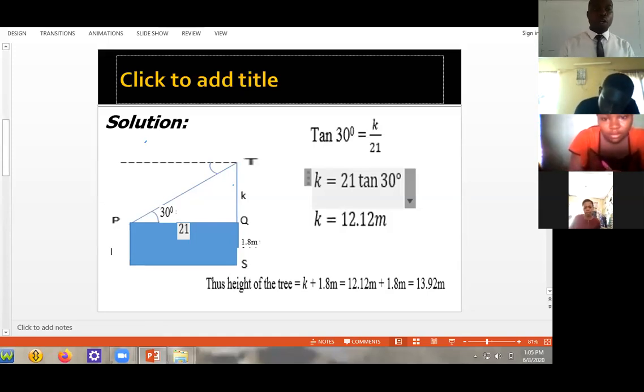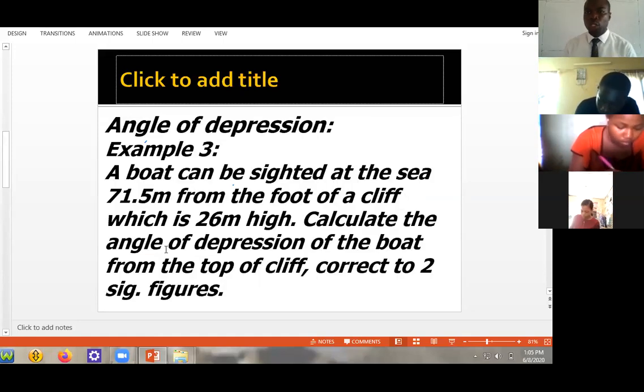Okay. I want to give you this one to quickly do. Example 3. Let's read it together. 1, 2, go. A boat can be sighted at the sea, 71.5 meters from the foot of a cliff, which is 26 meters high. Calculate the angle of depression of the boat from the top of the cliff, correct to two significant figures.